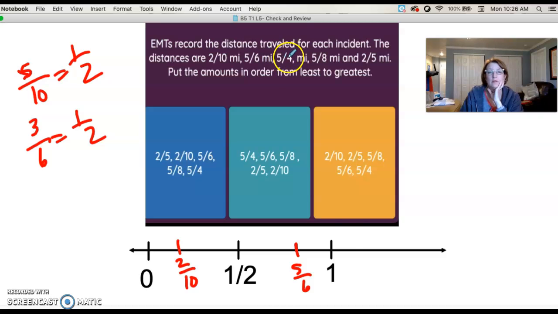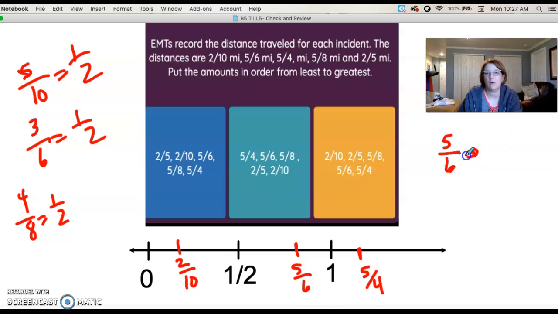5/4, I've got a numerator that's larger than the denominator, so 5/4 is more than 1. Now I've got 5/8. 4/8 equals a half, so 5/8 is more than half. So now we've got to think about 5/6 and 5/8. Thinking about those two, we've got to think about the size of the piece. If I took a cake and I cut it into 6 pieces, or if I cut it into 8 pieces, 5/6 would be more cake than 5 smaller pieces. So 5/8 would come between a half and 5/6.